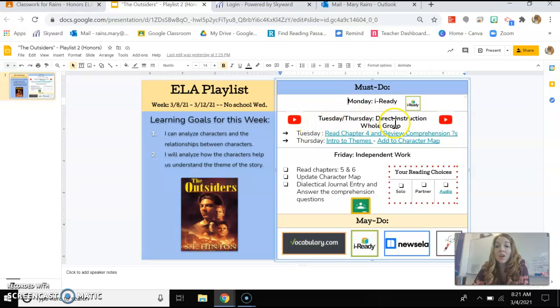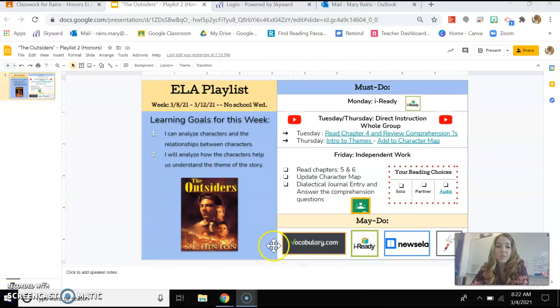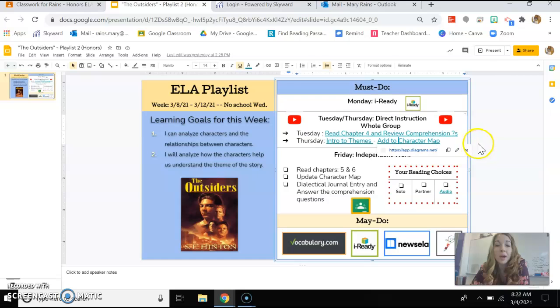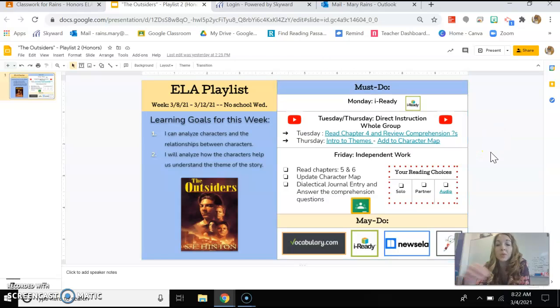Tuesday and Thursday are direct instruction days. They're going to be whole group things that we do together. Because the story is so new, on Tuesday we're actually going to read chapter 4. Thursday we're going to do an intro to theme and also add to our character maps, now that we've really read through, going back and making sure we have all the characters and all of what we need to know about them.